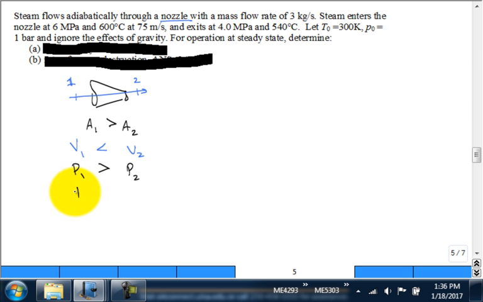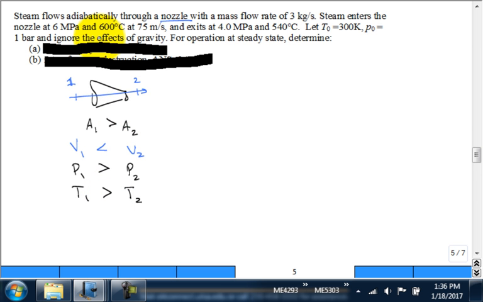All right, here's T. What about the temperature? That one's a little harder. It's actually a lot harder. But typically, the temperature is going to go down. The pressure goes down. Typically. Not always. All right. So how do I do this?